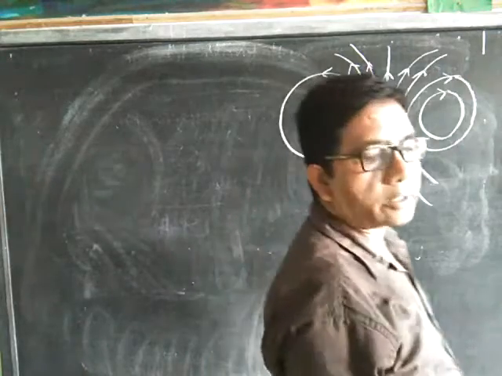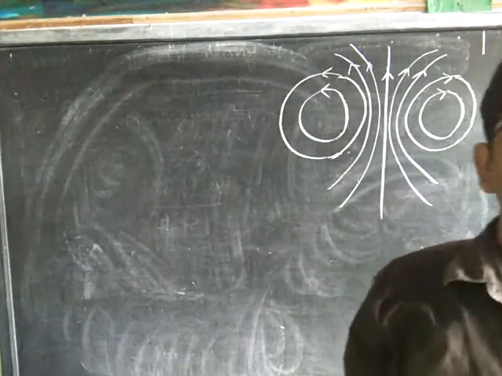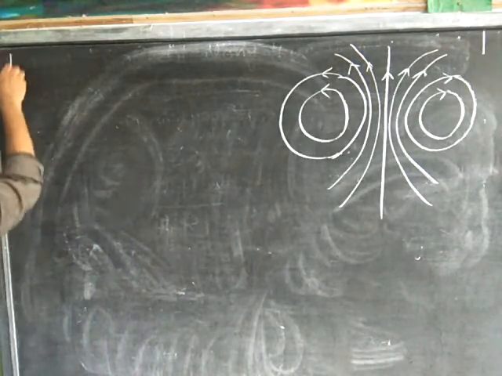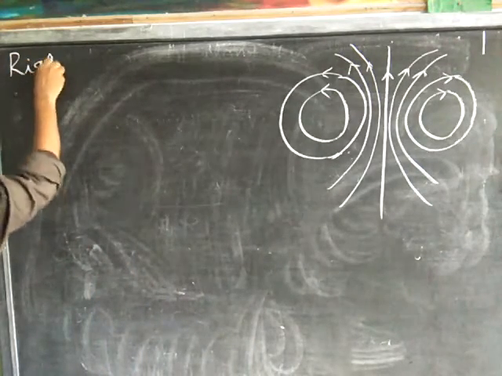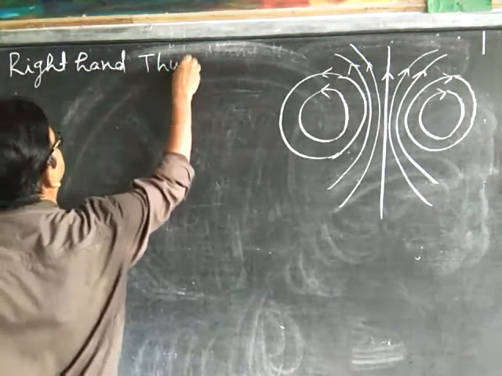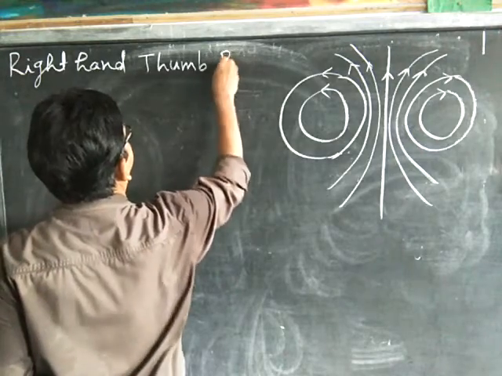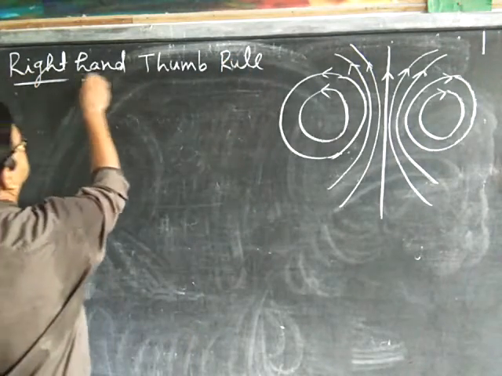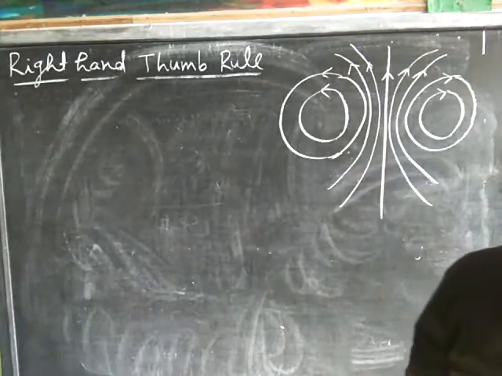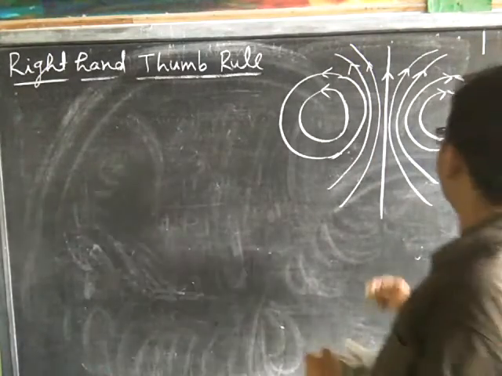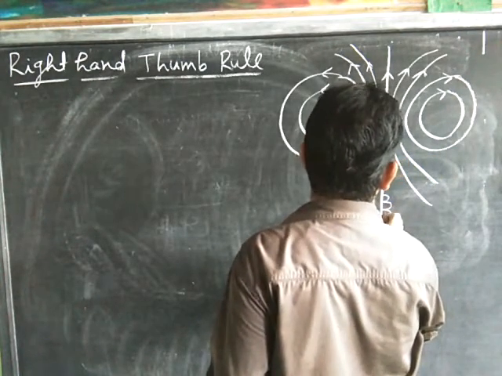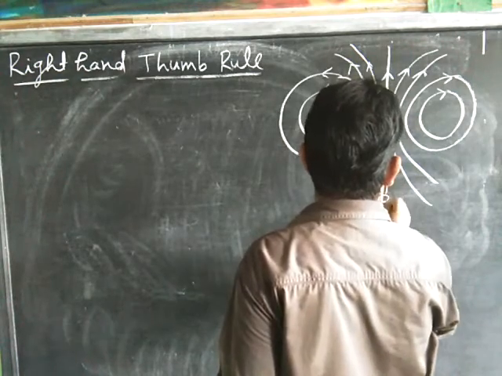Now there are two rules. The first rule is the right hand thumb rule. What is the right hand thumb rule? Suppose this is my curled finger and this is my thumb.